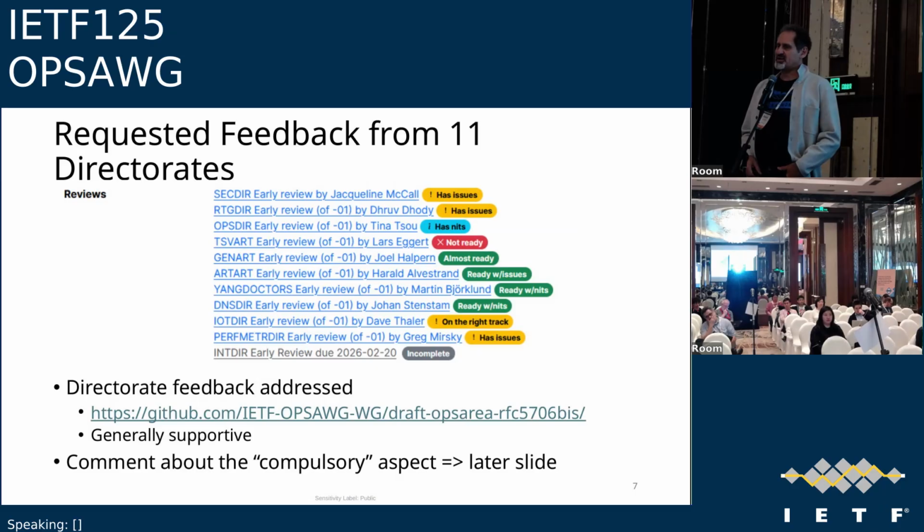Since we know this document is impacting multiple areas, we've already requested 11 different directorate reviews: SecDir, routing, OPSDir, etc. We've been addressing the feedback, and that's why we've got 4 different revisions. I would say that in general, it's very supportive. Now, there is one comment that I want to address, for a later slide, which is the compulsory aspect of that new section. Let's discuss that in a few minutes.